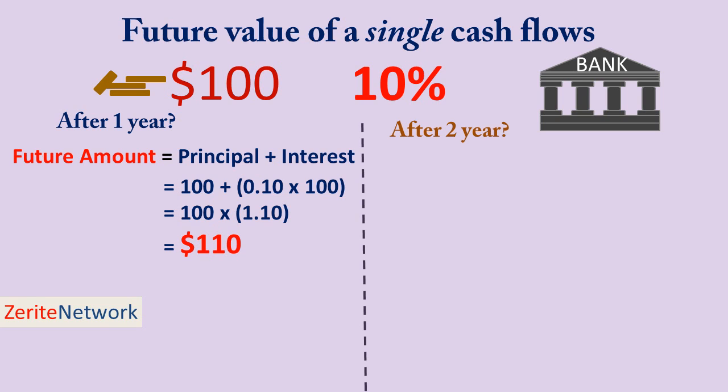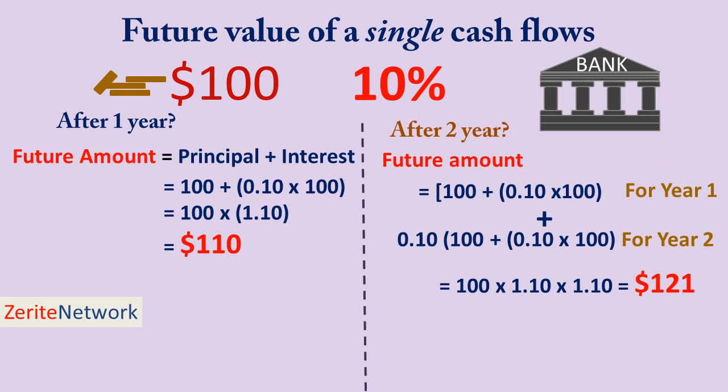Supposing you leave it there for 2 years on the same interest rate, what do you get? Future amount, in this case, will be your $100 plus 10% of that. And in the next year, it will be 10% of what you got in the previous year added. So that will be $121.